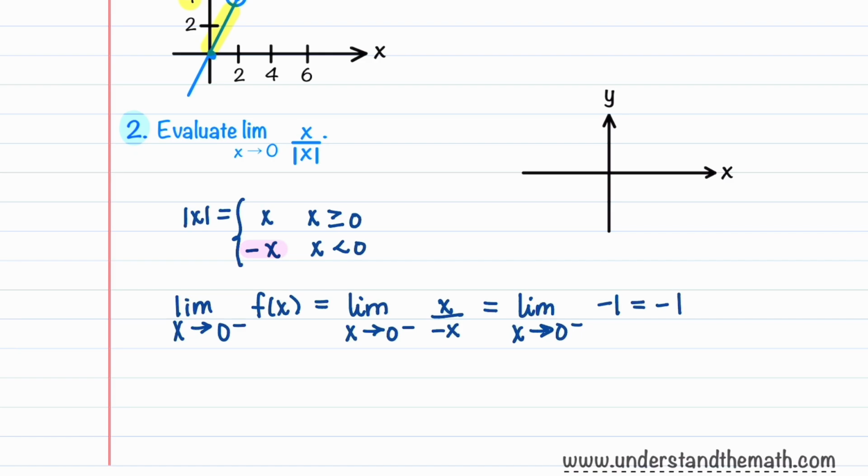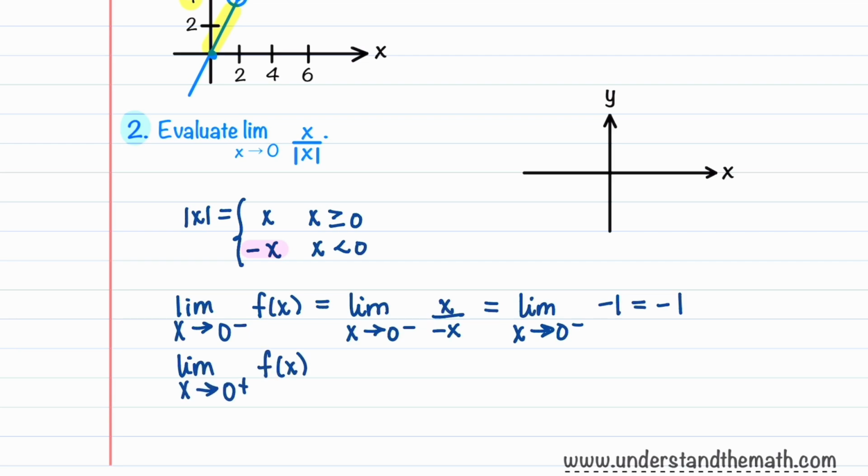Now let's look at our right-hand limit. The limit as x approaches 0 from the right of f of x is equal to the limit as x approaches 0 to the right of x divided by our absolute value function when x is positive. So that's just x. So we'll put an x here. So this is the limit as x goes to 0 from the right of 1, which is 1. Now we have to see if our left-hand limit equals our right-hand limit.